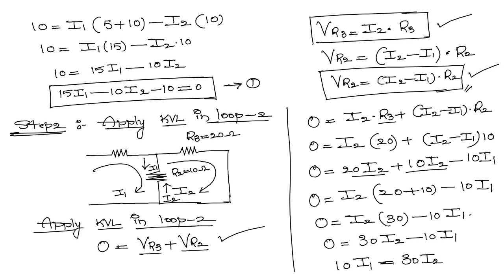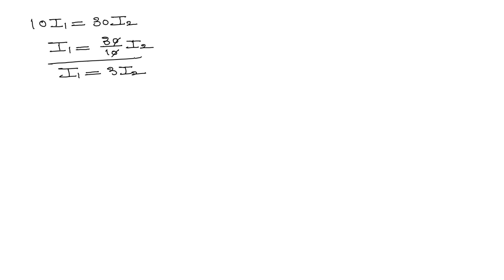Now from this, I am writing the expression of I1 in terms of I2. So 10 I1 is equal to 30 I2. From this expression, I am writing I1 in terms of I2, that is 30 divided by 10 into I2. Now the zeros cancel, then I1 is equal to 3 I2. Clear? So this is the expression we need to consider as equation 2.